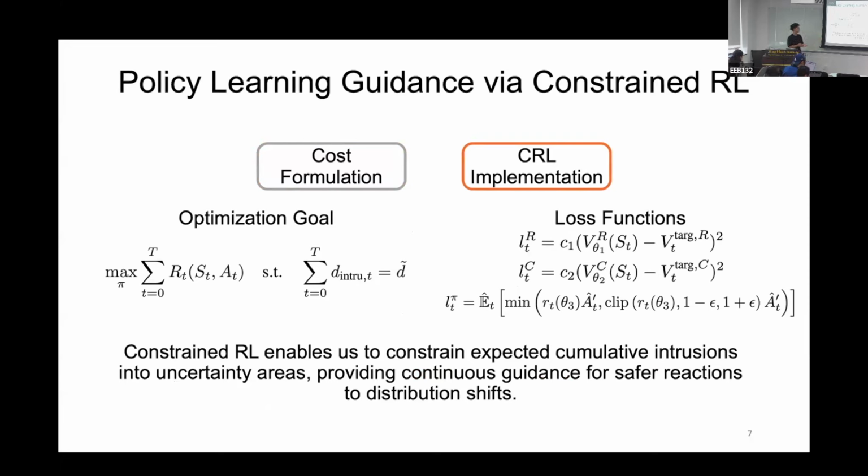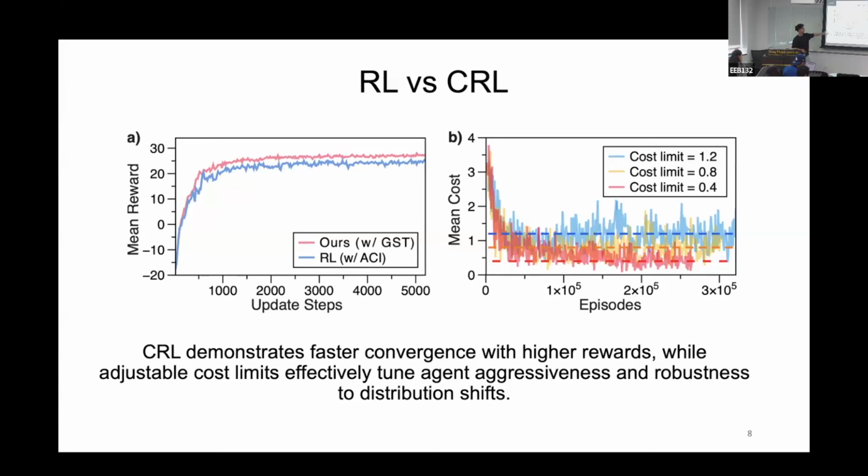So here's one of the results. These are the training curves of using reinforcement learning versus constrained reinforcement learning. We can see that when we use constrained reinforcement learning, the training curves converge faster with higher rewards.